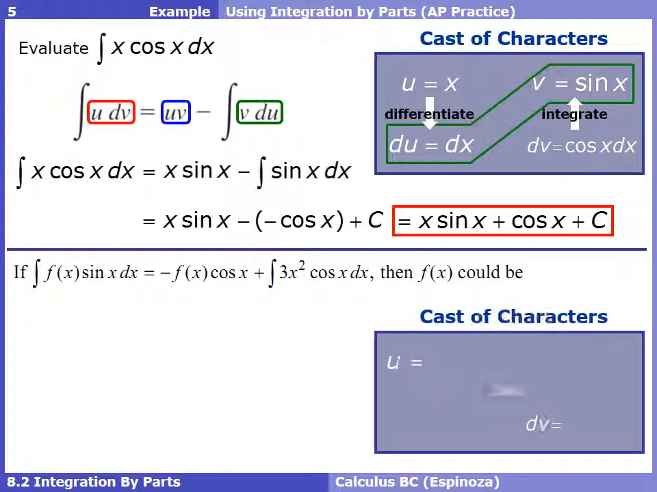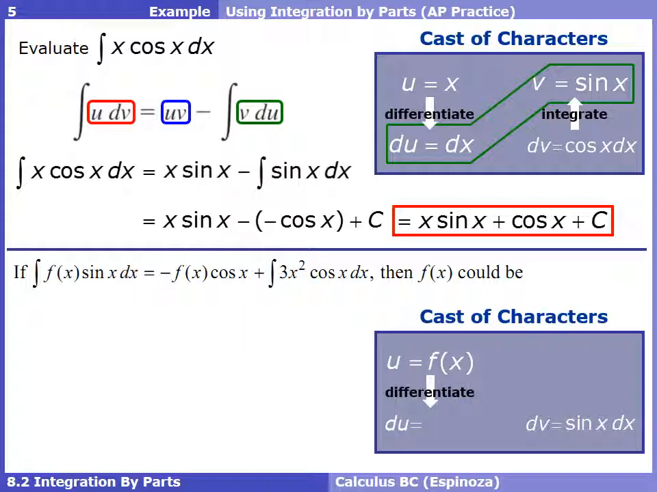So let's see how we can approach this problem. And of course, we need to start off with our cast of characters. So what's going to be the u and what's going to be the dv? Well, again, go back to this idea of what's simpler to integrate versus differentiate. If we had chosen f of x to be dv, I wouldn't have really known what to take the integral of for f of x. They don't tell us what the antiderivative of f is, so we really wouldn't have had anything to write had we called f of x the dv. But luckily, since we're calling it u, we know the derivative of f of x. So of course that means the dv portion of this problem is going to be the sine x dx.